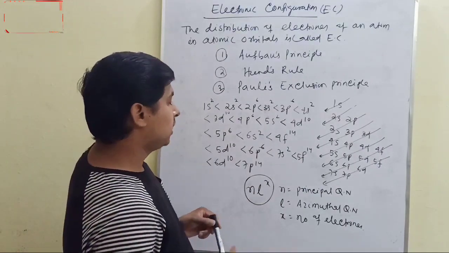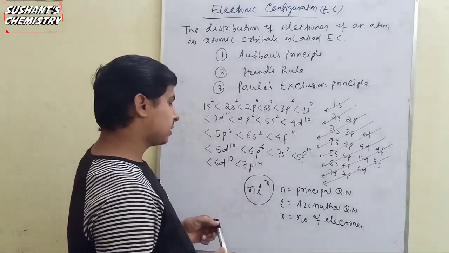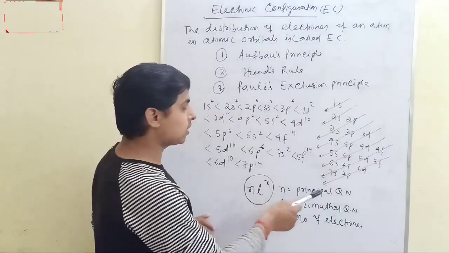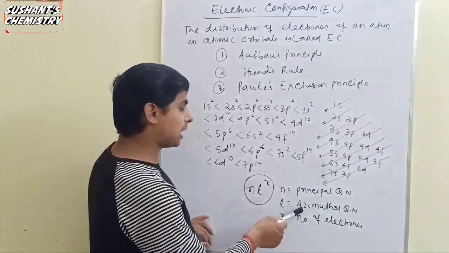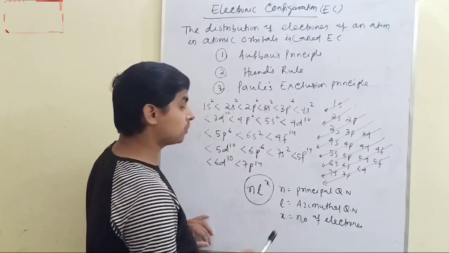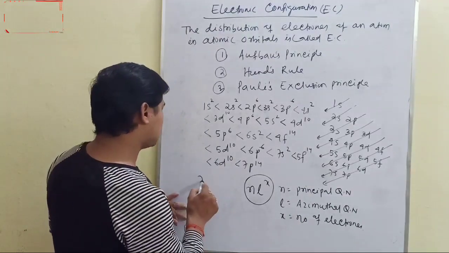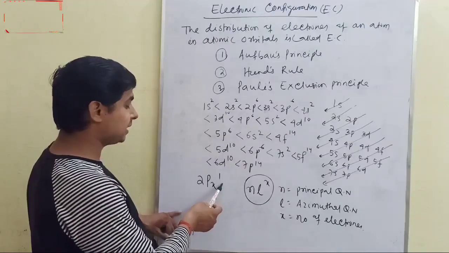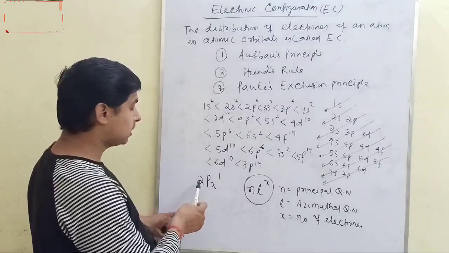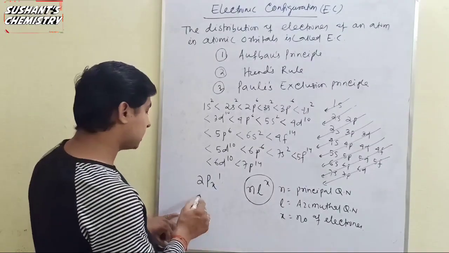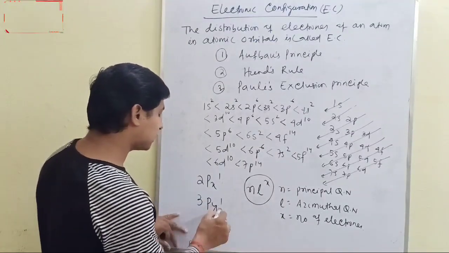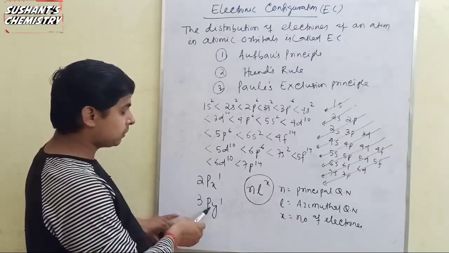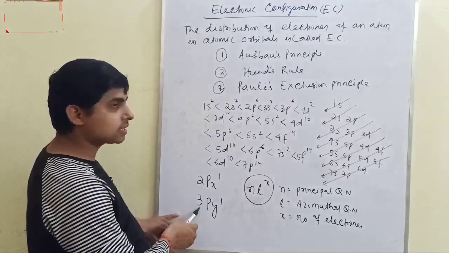Okay. Any orbital can be represented by the general formula n l x. What is n? n is called the principal quantum number, l is called the azimuthal quantum number, x equals the number of electrons. For example, 2px1 means 1 electron is present in the px orbital of the second principal shell. Similarly, 3py1 means 1 electron is present in the py orbital of the third principal shell.